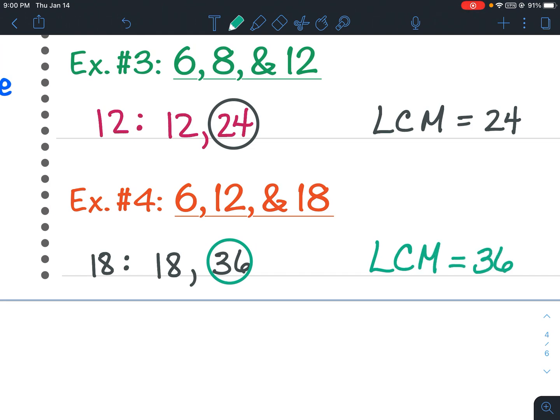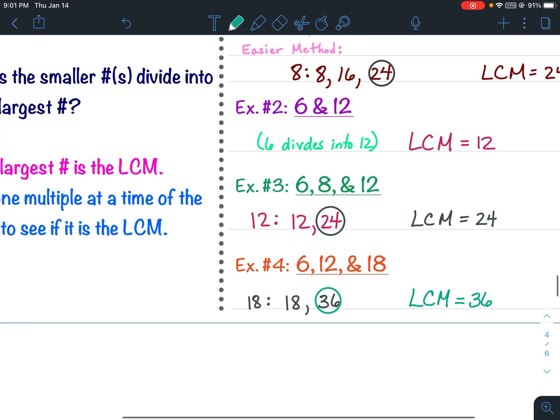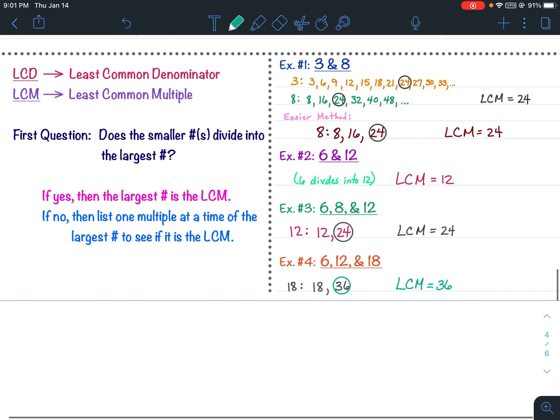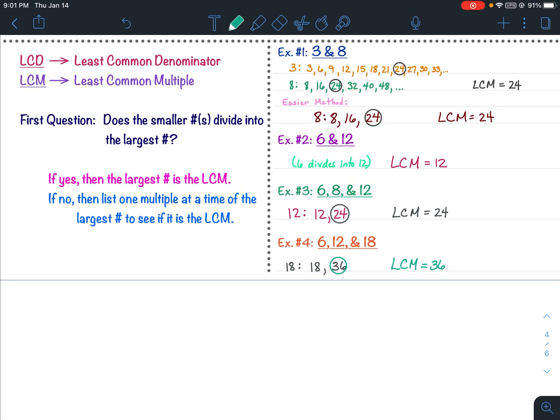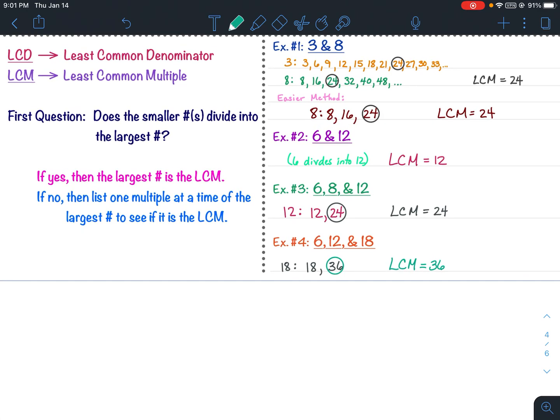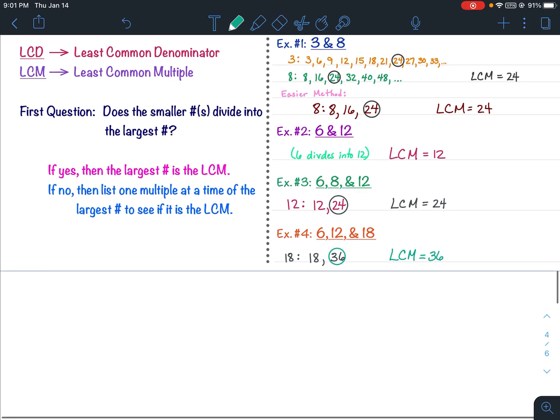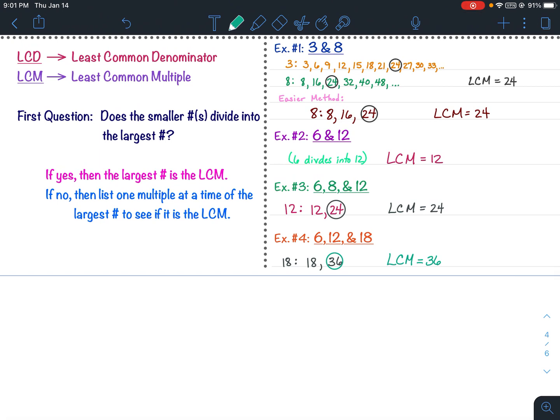All right, so that's how you find the LCM. And when you find the LCM of the denominators, then you find the least common denominator. And you're going to multiply everything by that least common denominator. So I want you to make sure you have all of this written down. Because when I go to check your notes, if this is not written down, I will be taking points off. So please make sure you have that written down.